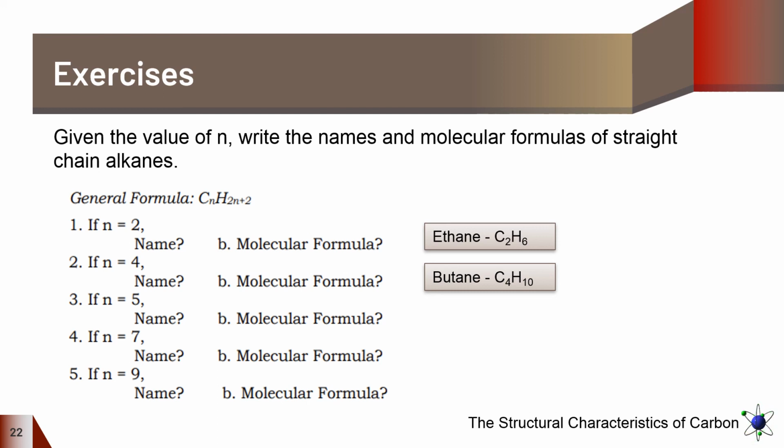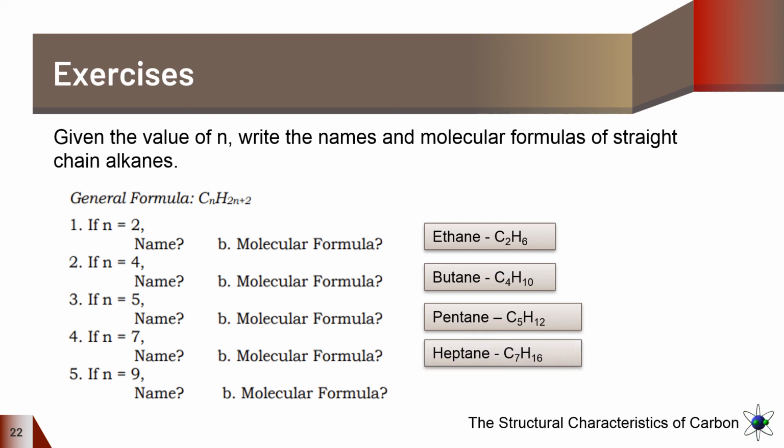For number 3, if n is equal to 5, the name will be pentane, with a molecular formula of C5H12. For number 4, if n is equal to 7, the chemical name would be heptane, and the molecular formula is C7H16. And for the last number, if n is equal to 9, the name would be nonane, and the molecular formula is C9H20.